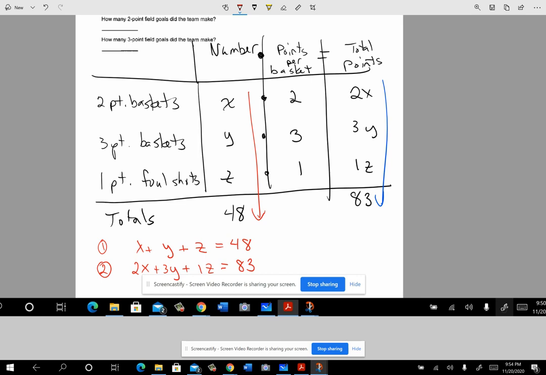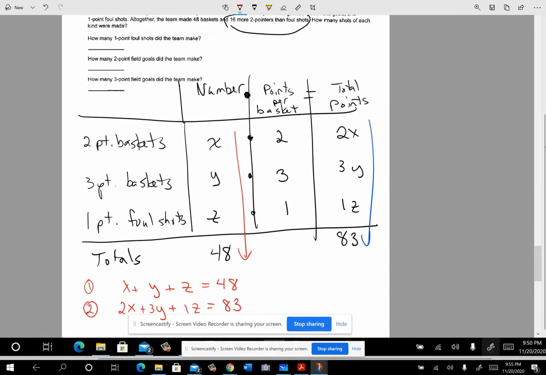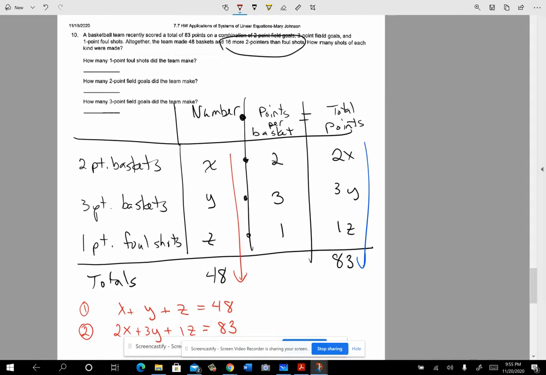So we need a third equation, and it doesn't come out of that chart. It comes from that extra statement up there that we haven't used yet. So we've used everything else, but this one says they made 16 more 2-pointers than foul shots. They made 16 more 2-pointers than foul shots.